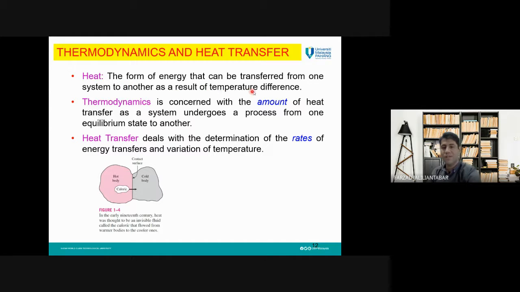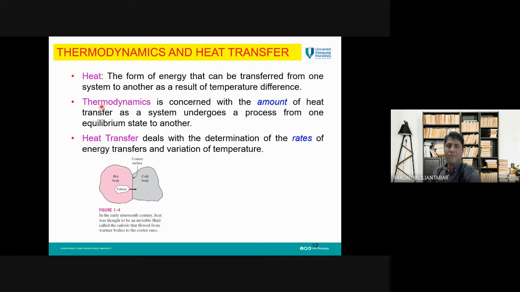This sentence seems to be easy, and you can easily understand the meaning of that. But these words, temperature difference, are important. Later, you will see. So for heat transfer, we need to have temperature difference.